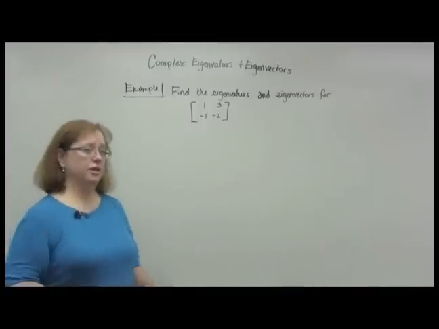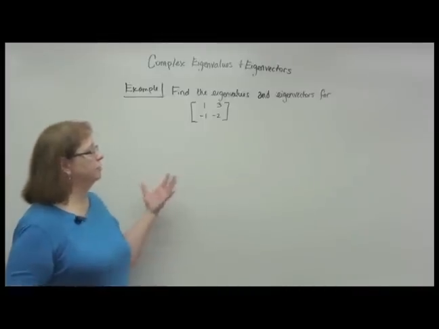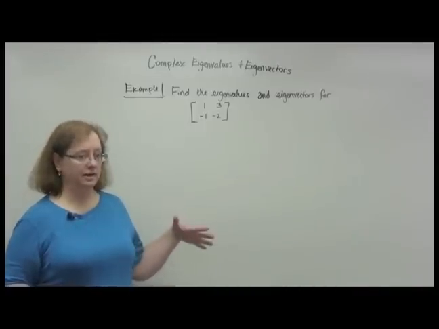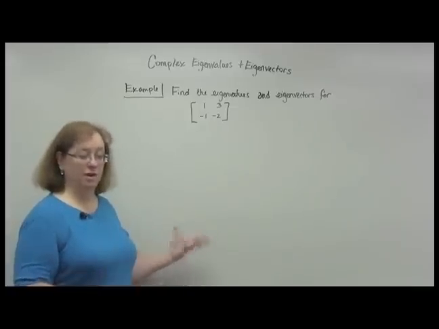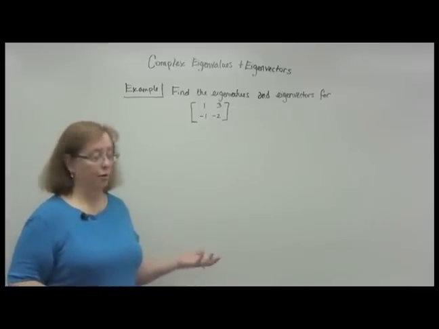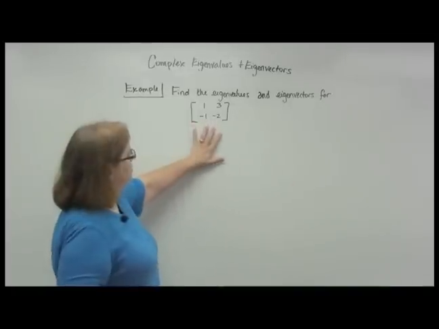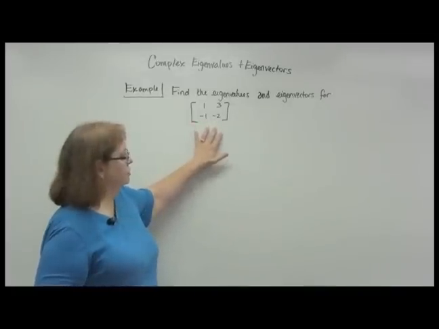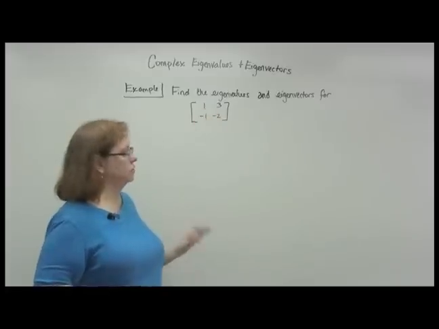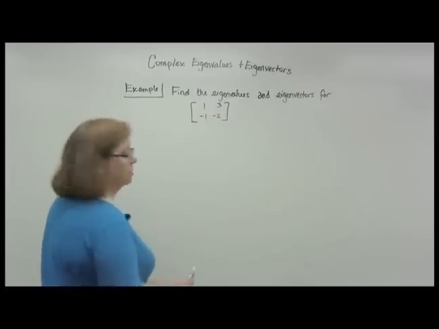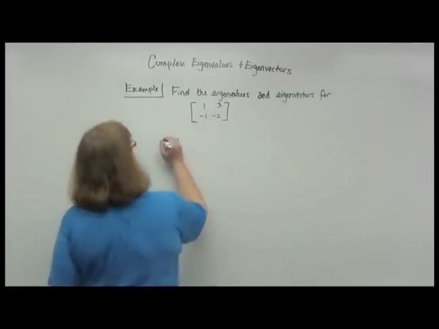So now let's take a look at a problem where we're looking for eigenvalues and the corresponding eigenvectors, and we'll actually work it all the way through. So we're not given any eigenvectors or anything to go on. So our matrix is 1, 3 in the first row, negative 1, negative 2 in the second row, and I want to find my eigenvalues and corresponding eigenvectors. Let's start with eigenvalues.